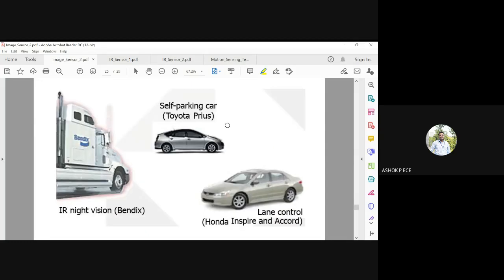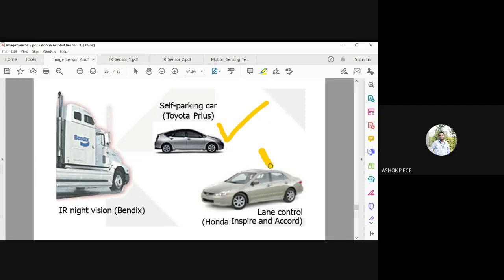Self-parking car: it will read what all objects are there above, below, before, and after the car, and accordingly the car will be parking. You have to activate the car in self-parking mode. When you activate self-parking mode, the car will enable the machine vision. So it will look for obstacles before and behind the car, and accordingly it will park the car in the available limited space. This is available in the Toyota Prius version of the car.